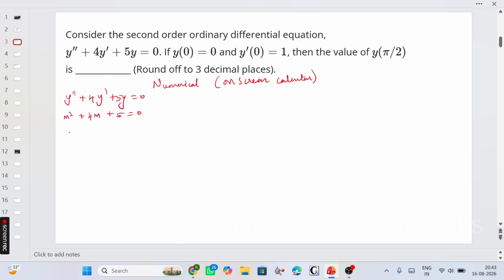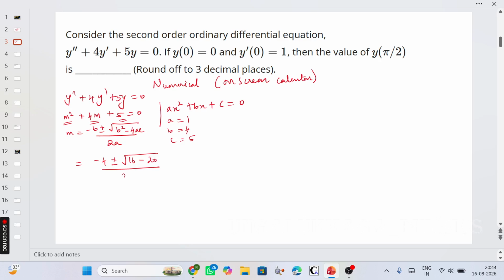We can use m is equal to minus b plus or minus square root of b square minus 4ac, divided by 2a. The quadratic equation has the general format ax square plus bx plus c is equal to 0. In this case, instead of x we will have m here. So here a is equal to 1, b is equal to 4, and c is equal to 5. So minus 4 plus or minus the square root of b square, which is nothing but 16 minus 20, divided by 2a.